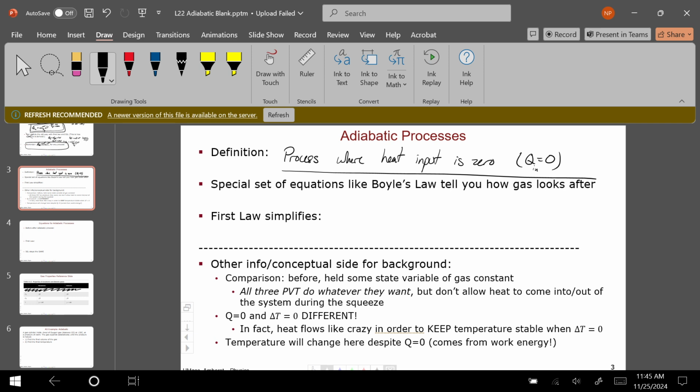So what that means is the first law will simplify, right? Whenever heat is mentioned, it's probably a good idea to write out the first law. In the case of an adiabatic process, Q is 0, so delta E thermal equals work. This is basically what you get from the first law. There are some special ways to find work for an adiabatic process. It's a little complicated.